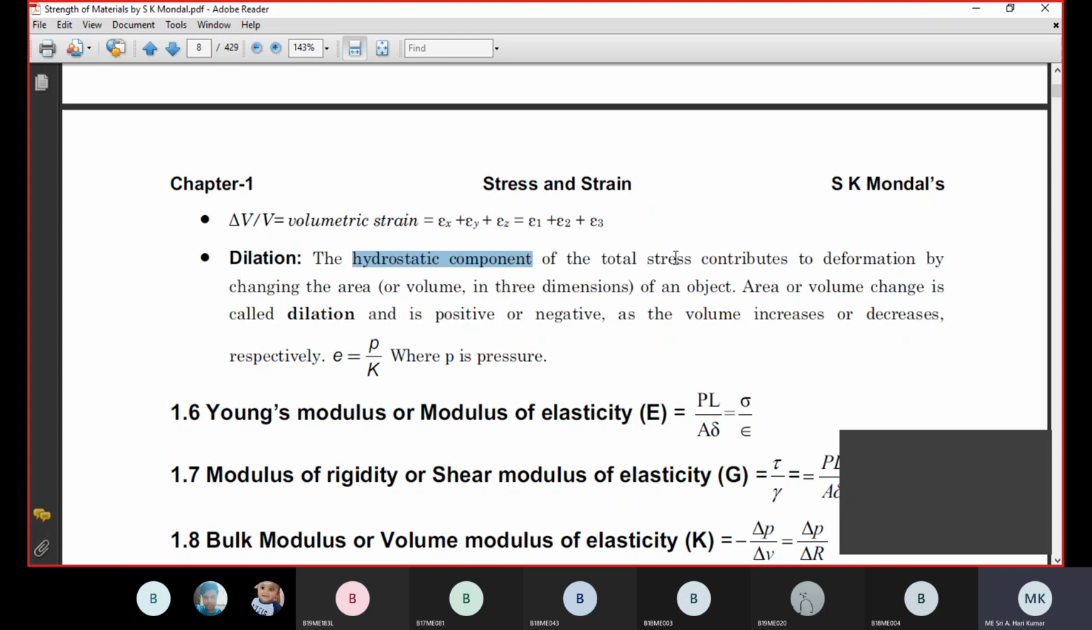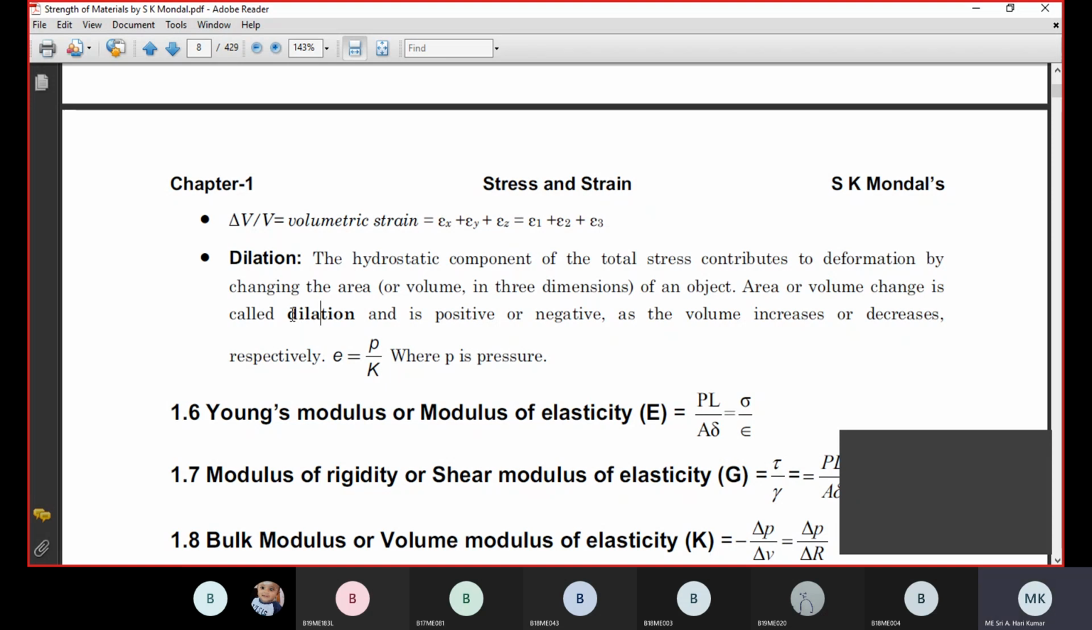Now the total stress contains direct normal stress and also shear stress components, out of which, if you take the hydrostatic component out of the total stress, we can say the hydrostatic component contributes to deformation. Imagine a cube being pressed from 3 sides, x, y, and z, with the same intensity. It gets compressed. The area or volume gets changed, and that change is called dilation.